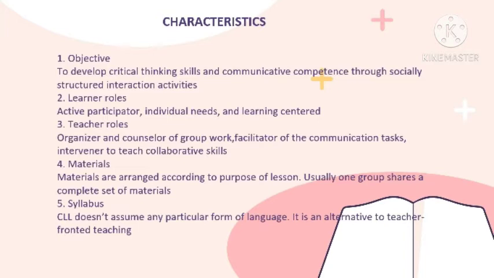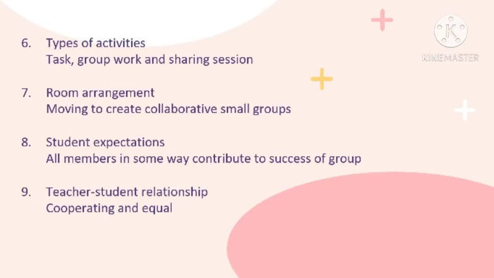Number 5. Syllabus. CLL doesn't assume any particular form of language syllabus. It is an alternative to teacher-fronted teaching. Number 6. Types of activities: tasks, group work, and sharing session. Number 7. Room arrangement: moving to create collaborative small groups. Number 8. Student expectations: all members in some way contribute to the success of the group. Number 9. Teacher-student relationship: cooperating and equal.